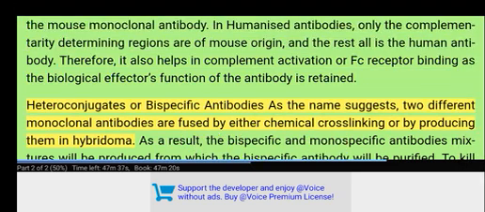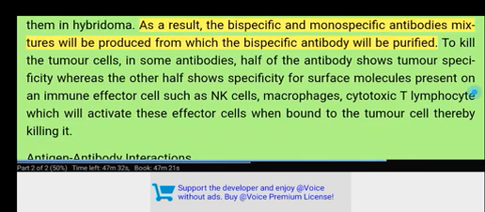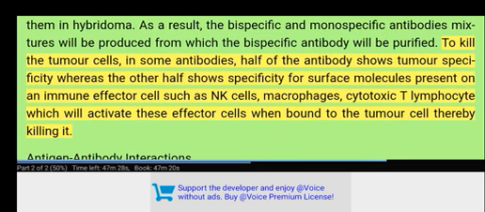Heteroconjugates or bispecific antibodies, as the name suggests, are made by fusing two different monoclonal antibodies, either by chemical crosslinking or by producing them in a hybridoma. As a result, mixtures of bispecific and monospecific antibodies will be produced, from which the bispecific antibody will be purified. To kill tumor cells, in some antibodies, half of the antibody shows tumor specificity whereas the other half shows specificity for surface molecules present on an immune effector cell such as NK cells, macrophages, or cytotoxic T lymphocytes, which will activate these effector cells when bound to the tumor cell, thereby killing it.